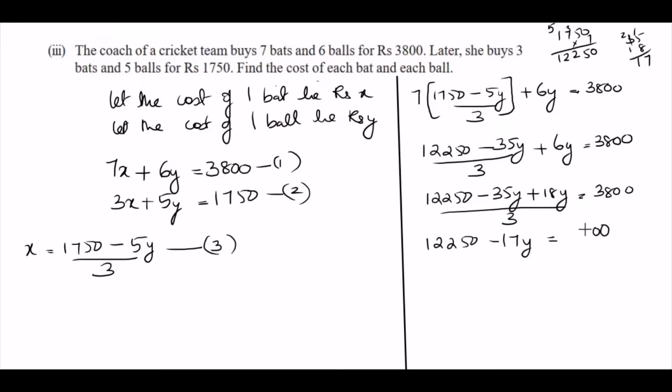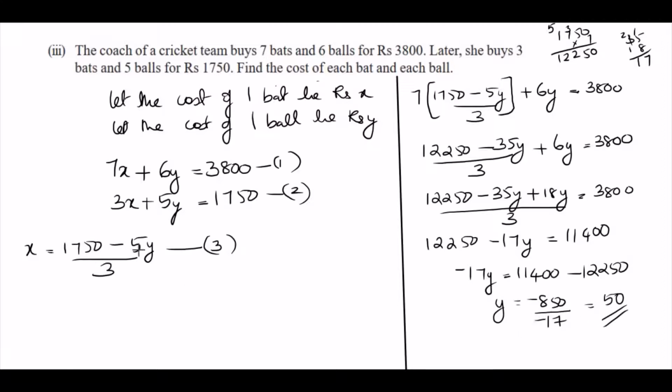So you get 11,400. So minus 17y is equal to 11,400 minus 12,250. When you subtract this, you get minus 850 because 12,250 is greater than 11,400. So y is equal to minus 850 by minus 17. 17 goes 5 times in 85, so you get 50. Negative and negative is positive. So the y value is 50.